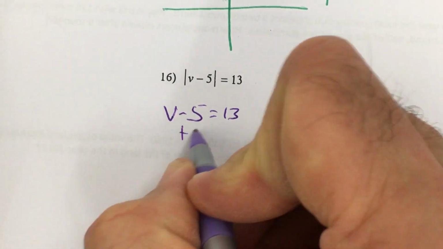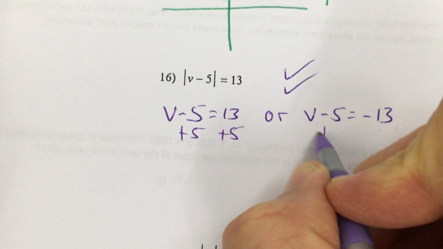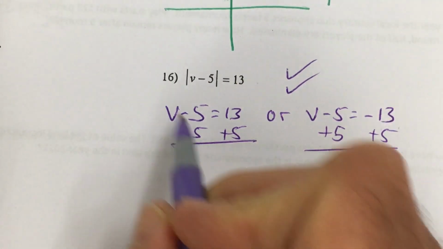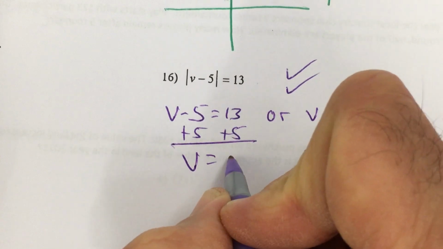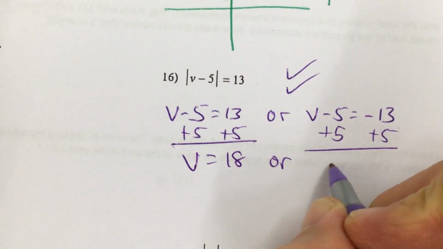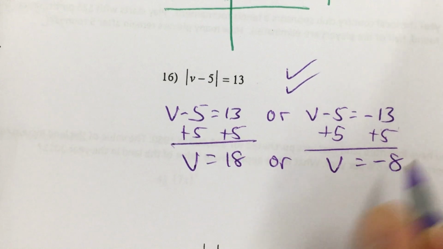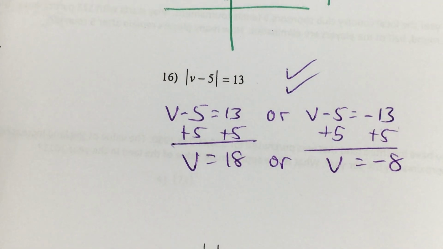Add 5. I'm solving. I will add 5 to both equations, both sides. V is alone. 13 plus 5 is 18. Or V equals negative 13 plus 5, negative 8. Those are your two answers. I'm done.